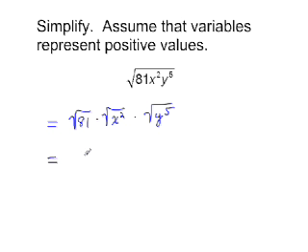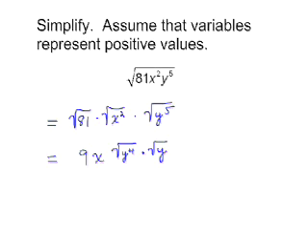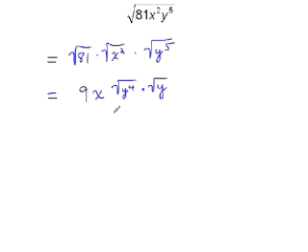So we know the square root of 81 is 9, and we know that the square root of x squared is x. However, the y to the fifth power is not a perfect square. However, we can take the square root of y to the fifth and think of it as being the square root of y to the fourth times the square root of y. If we multiply these two radicals back together again, we will get the square root of y to the fifth, and the square root of y to the fourth is a perfect square.